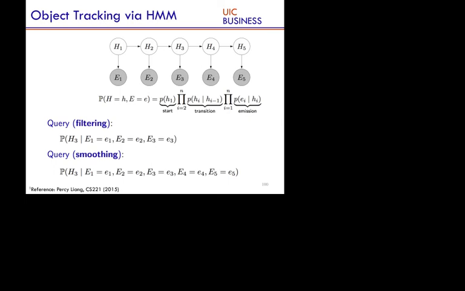And we can do a couple of operations. We can ask what is the probability that the actual object location is something given the evidence. Given E1 is something, E2 is something, E3 is something, tell me where the object actually is. That's the filtering operation. The smoothing operation is: given everything, tell me where H3 is. If you had the parameters of these distributions, you can infer these.